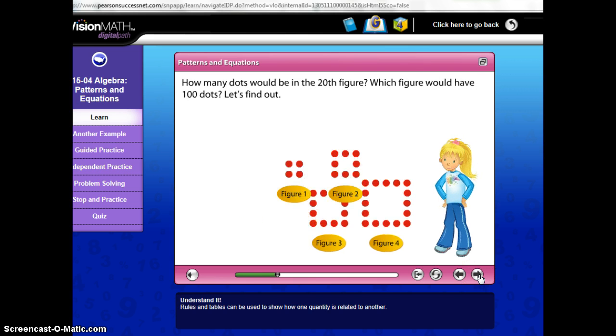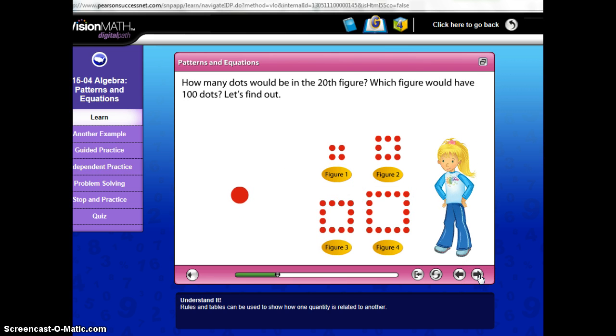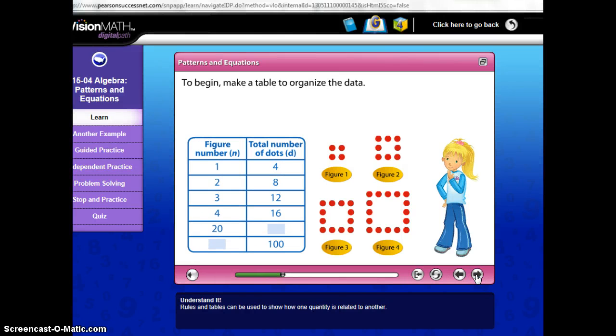How many dots would there be in the 20th figure? Would anybody want to draw all those out? Oh no, there's such an easier way to find this out. We can create an expression that will help us. Erin P says she thinks she knows. To begin, let's make a table. Figure number 1, 4 dots. Figure number 2, 8 dots. Figure number 4, 16 dots. So if we're going with figure number 20, how many dots do you think there would be?